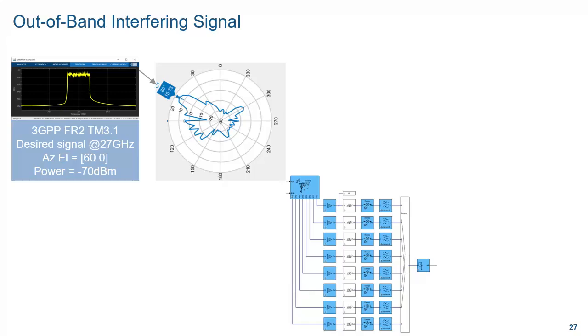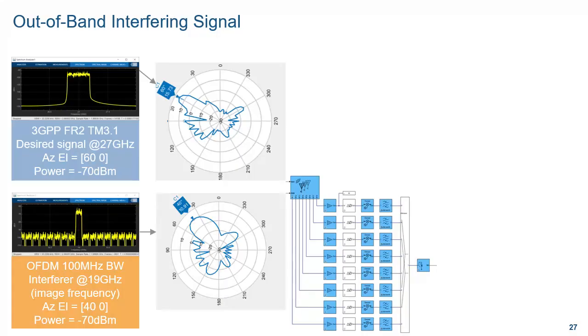So let's consider an example where we have a 400 MHz 3GPP FR2 test model 3.1 signal coming in at 27 GHz and at 60 degrees with an input power of minus 70 dBm as an input to our receiver. And we also consider an additional interfering signal that is a modulated waveform with 100 MHz of bandwidth, so a different characteristic, coming in at 19 GHz and at 40 degrees for the array with the same input power, minus 70 dBm.